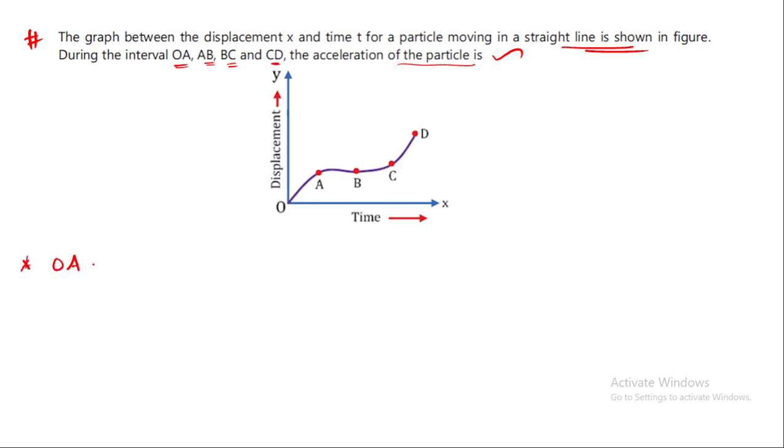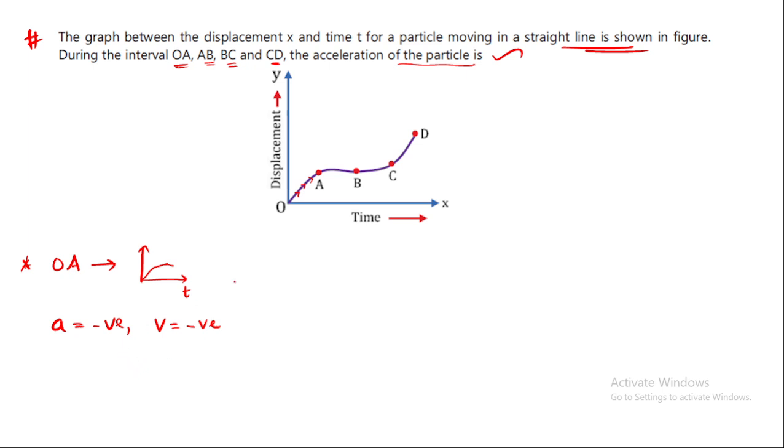What is happening from O to A? If I observe clearly, the graph is a little bit tilted towards the time axis. Now what will that indicate? The acceleration is negative, and the velocity is also decreasing, which is also negative.